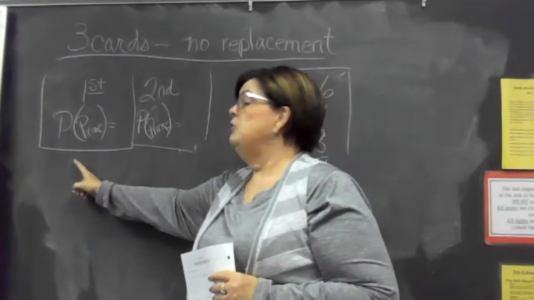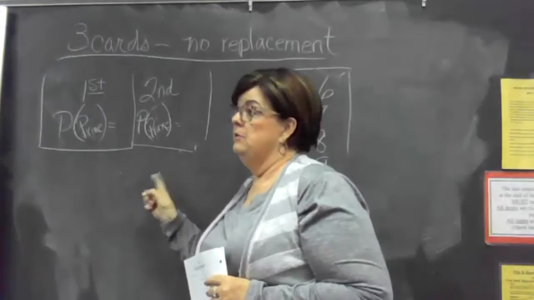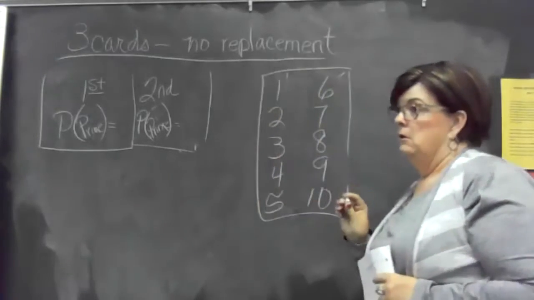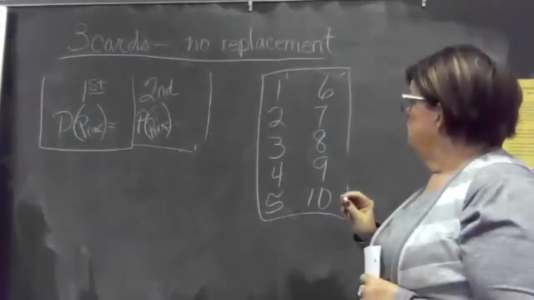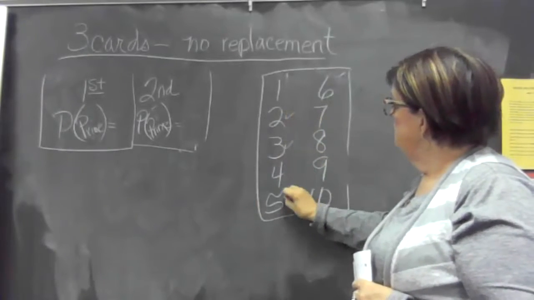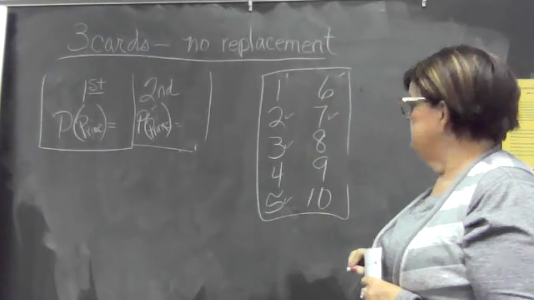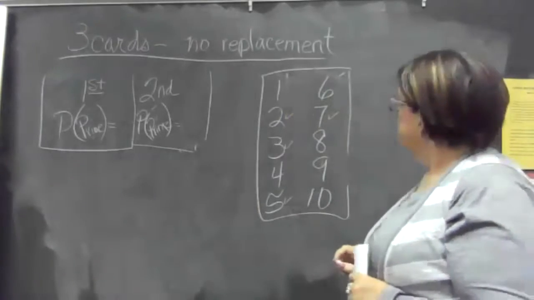Okay. And then we're not going to put it back in and we're going to draw again. And it has to be a prime both times. Okay, so we're only drawing one time from each one? Yes. So here's a prime. Here's a prime. Here's a prime. Here. That's it, right?